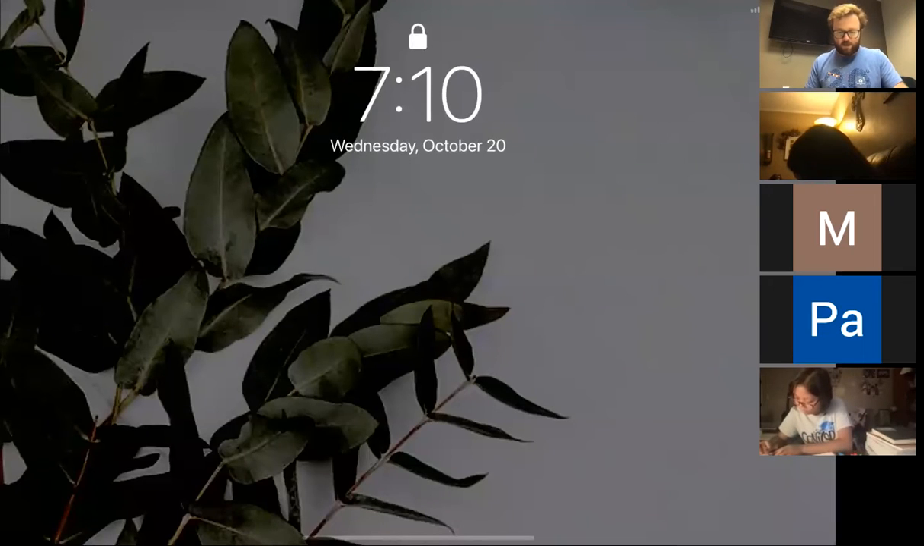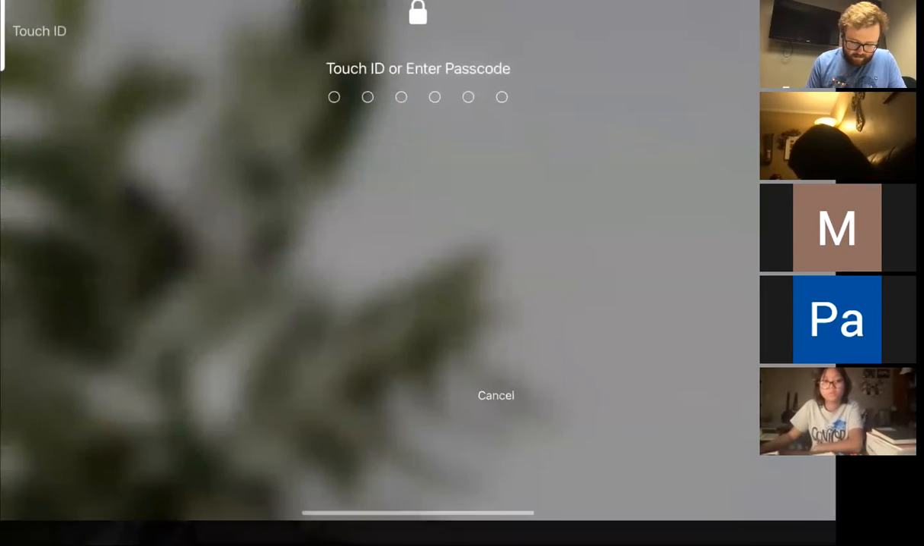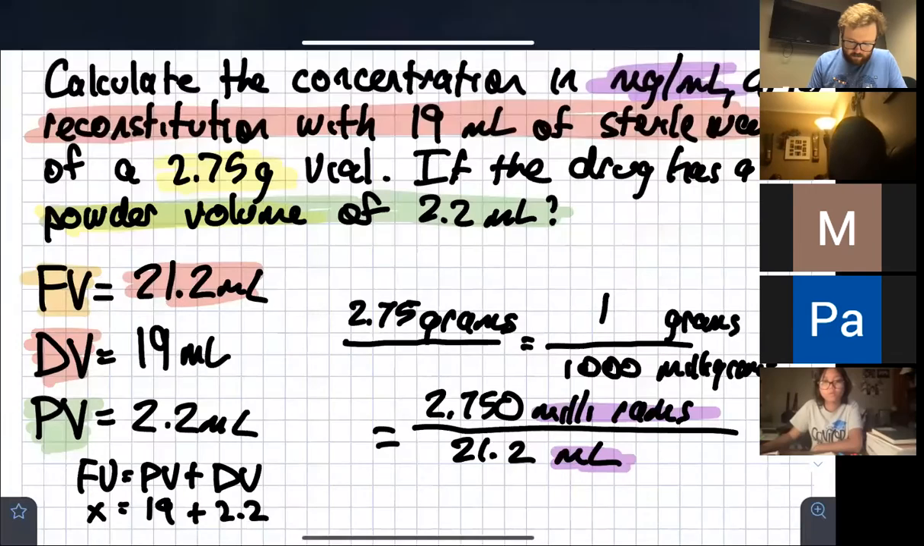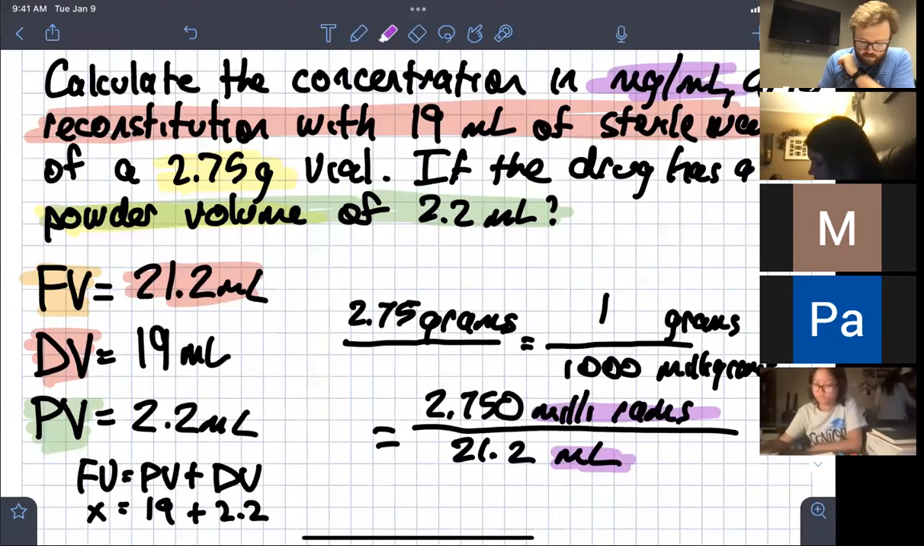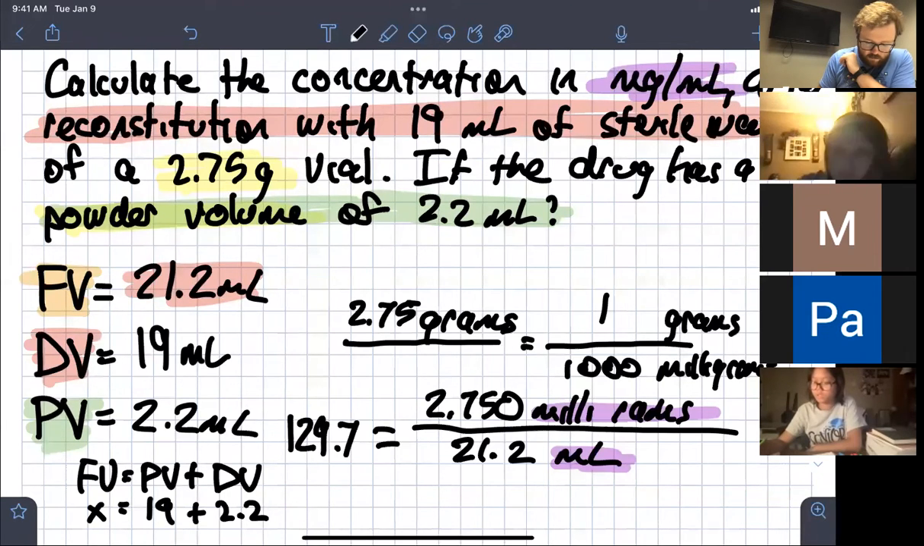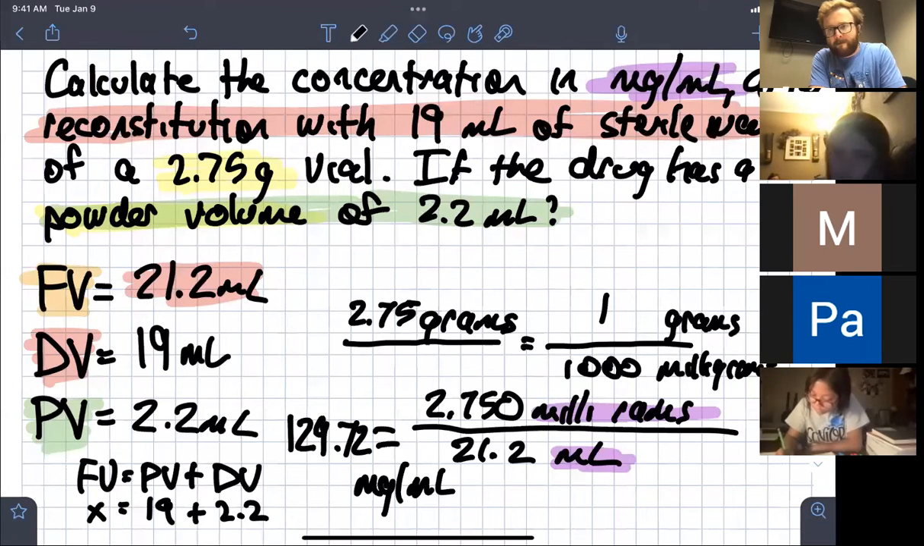So, oh, I just locked it. Give me 1 second. So 2,750 divided by 21.2. What did y'all get? Oh my gosh. 129.72. Is that what y'all got? Yeah. Okay. That's my answer.